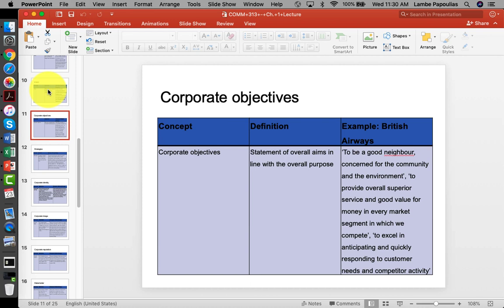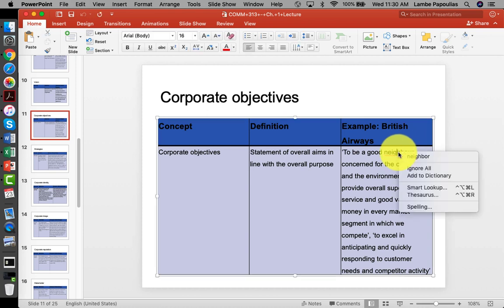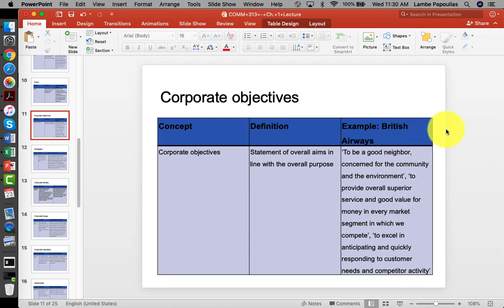And we have corporate objectives. So corporate objectives is a statement of overall aims in line with the overall purpose. So what kind of objectives, what goals is the corporation looking to achieve? For British Airways, it's to be a good neighbor, which in English terms could be the other way: concern for the community and the environment. To provide overall superior service and good value for money in every market segment in which we compete. To excel in anticipating and quickly responding to customer needs and competitor activity.